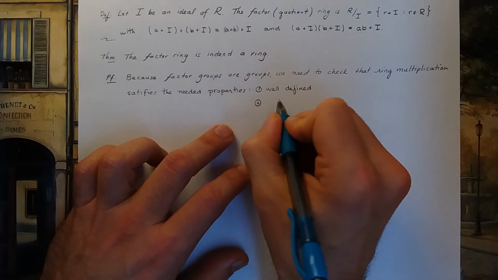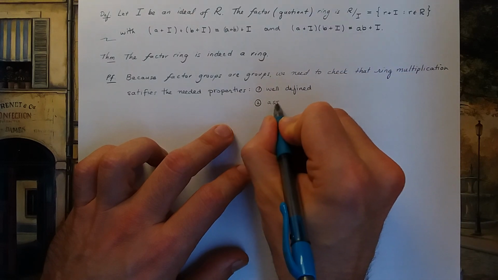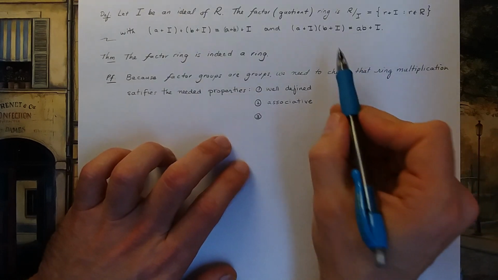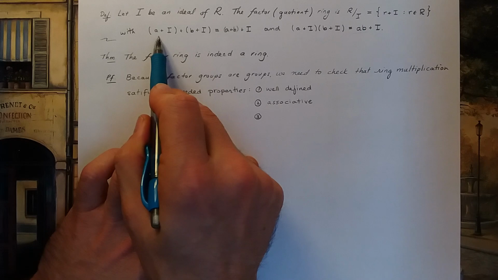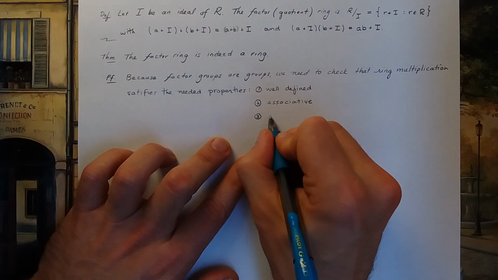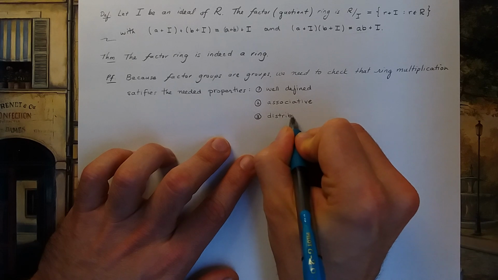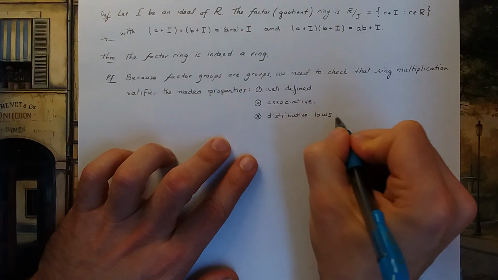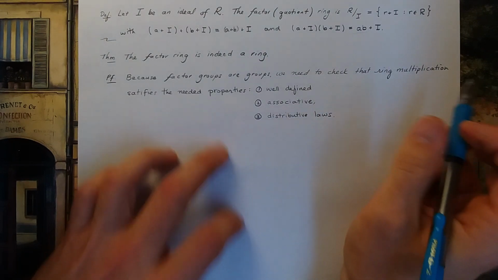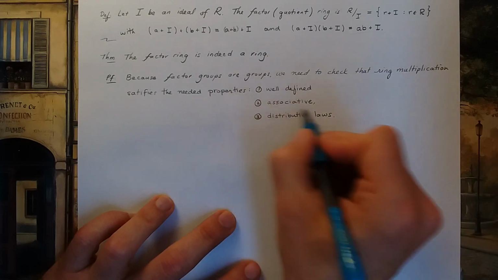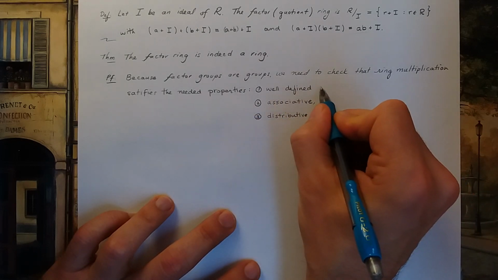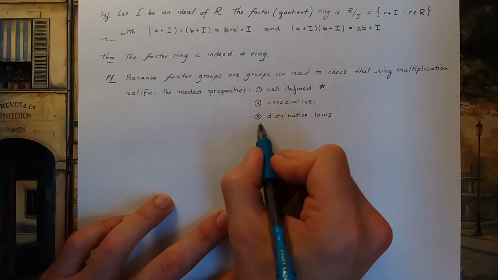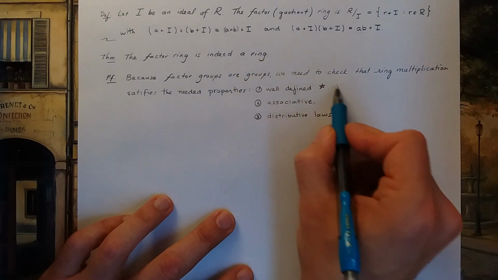The second property is the multiplication needs to be associative. And the third property is that the multiplication has to interact nicely with the addition. So the distributive laws need to hold. These are relatively routine to check, so I'm not going to check all three properties. I'm just going to check the well-defined property, and I'll leave it to you if you decide to check associative and distributive properties. So I'll just do 1/3 of the proof.